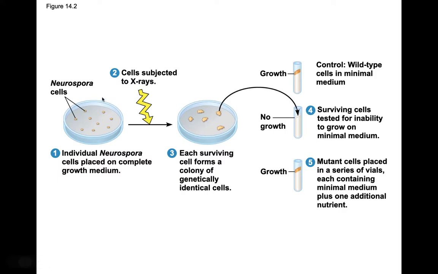They would collect these Neurospora cells, which are molds that grow in bread. I'm sure you've all seen mold growing on old food before. They would then subject them to X-rays to induce random mutations. Each of the surviving cells would form a colony of genetically identical cells because they're haploid and they do asexual reproduction. And then they would put those growths in different media to see whether or not they would survive, whether it was the minimal media or the media with additional nutrients.